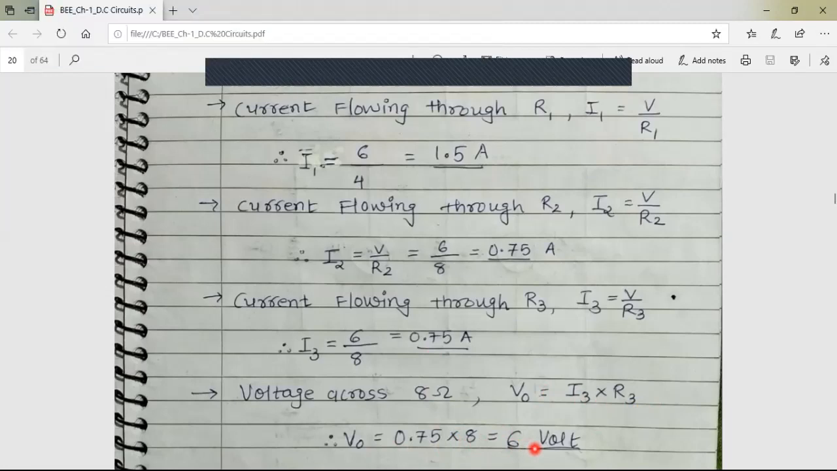Okay, so this is all about energy sources, dependent energy sources, independent energy sources, source transformation, and numericals based on source transformation.